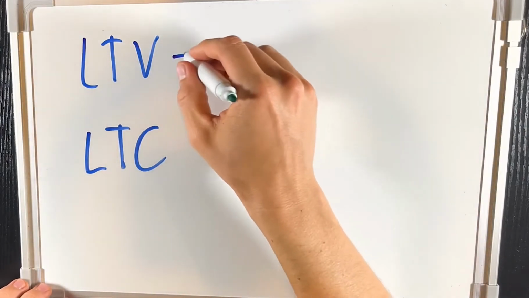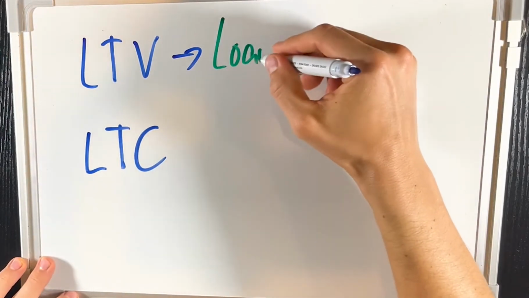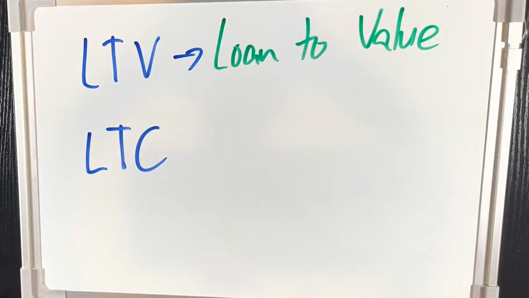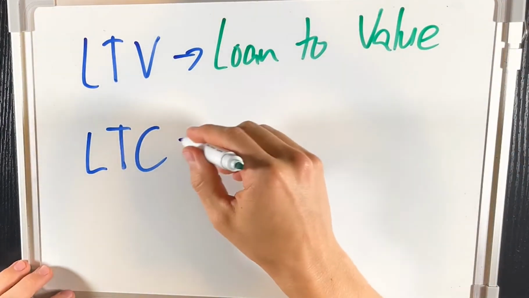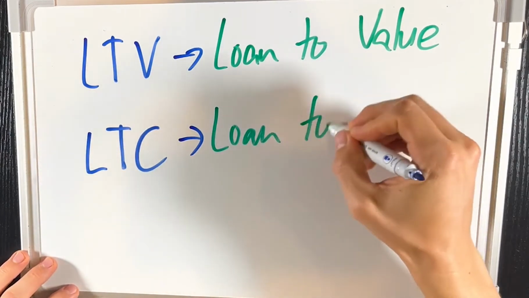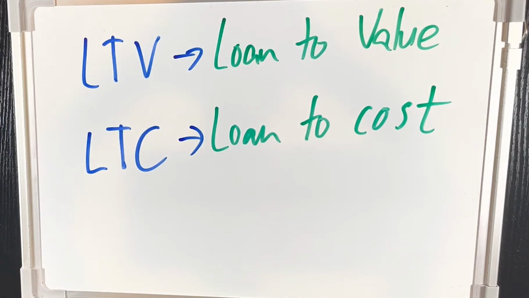So LTV would be known as your loan to value. And your LTC is known as your loan to cost, right? So in this video, we're going to explain and break down what these ratios are and why they're important when you are doing a new construction deal. So let's get to it, y'all.